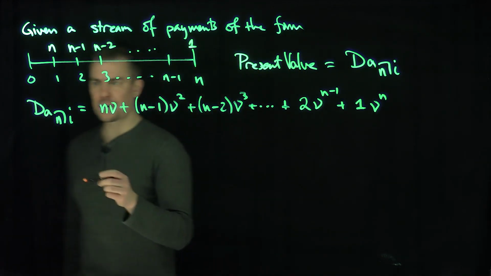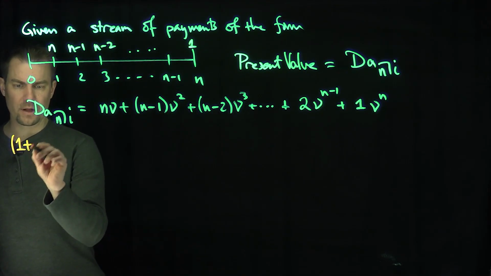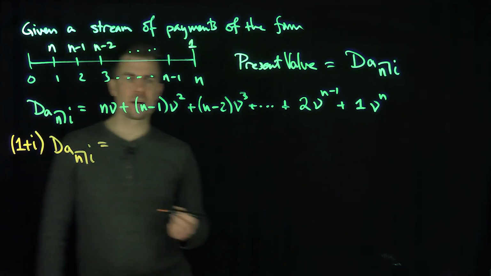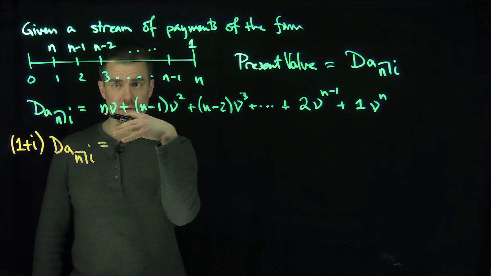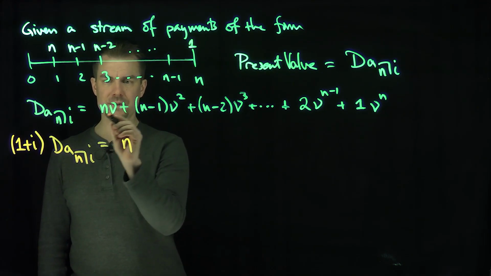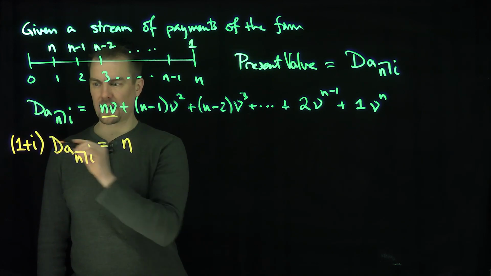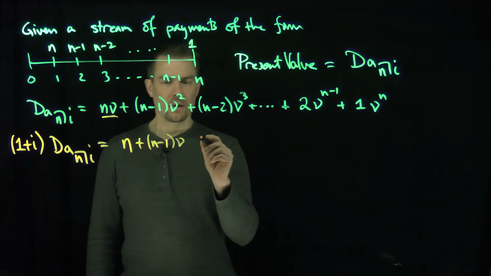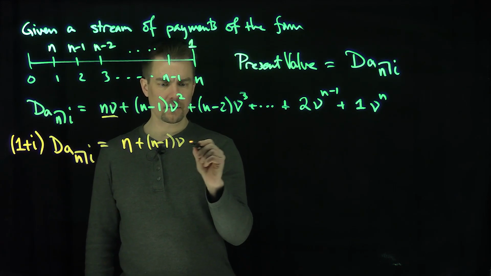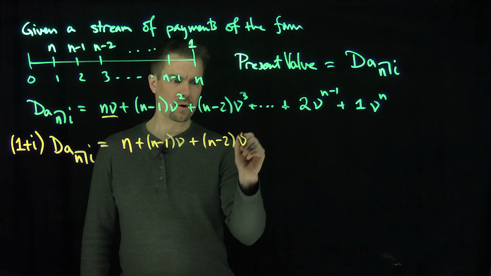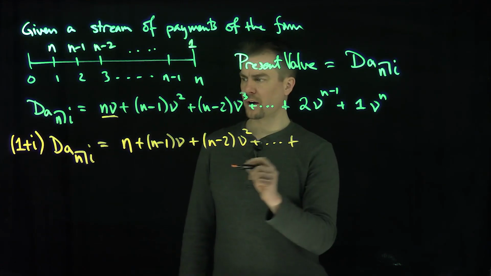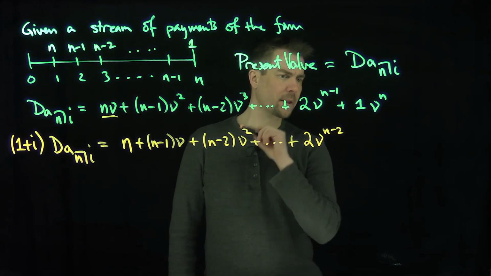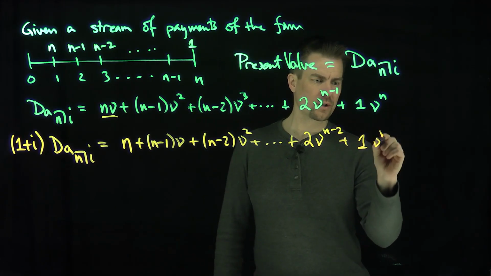So we're going to do the same trick we do with the increasing annuities. I'm going to find a formula for (1 plus i) times (Da)_n. Every time I hit a nu with a 1 plus i, it lowers the power of nu by 1. So this will turn into an n, because the nu over here will be annihilated by the 1 plus i. Then I'll have (n minus 1) nu, then (n minus 2) nu squared, all the way down to 2 nu to the n minus 2, and then 1 nu to the n minus 1.